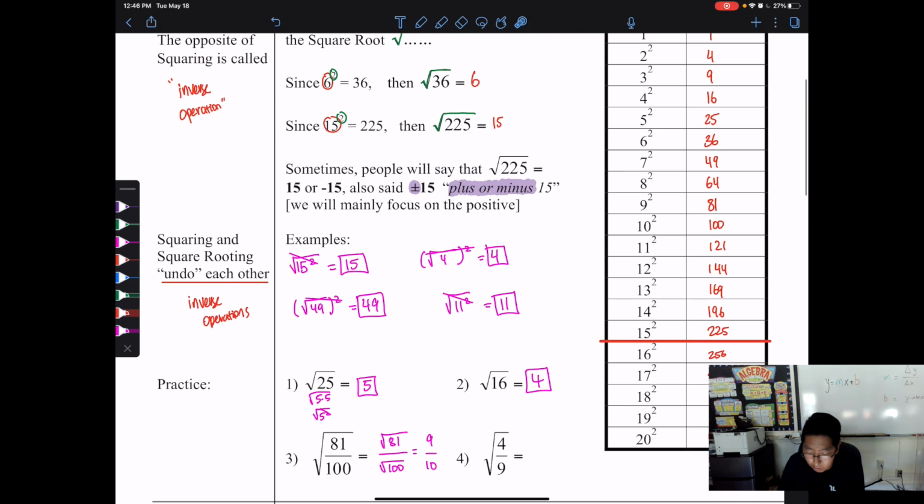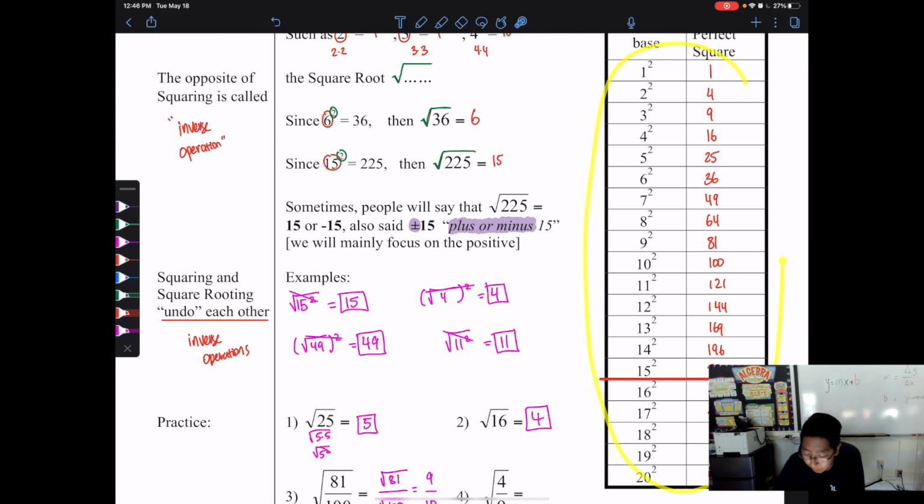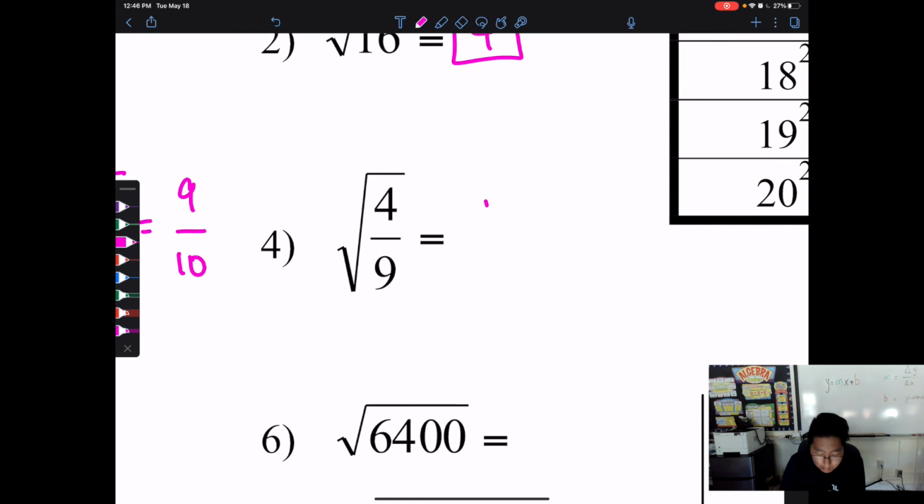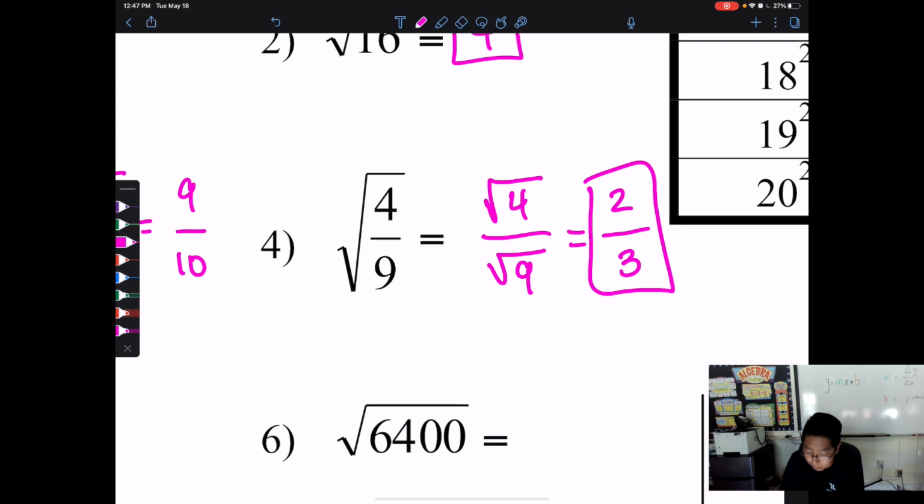So knowing this list is helpful. If you know your math facts, you should know what the square root of 9 is and the square root of 4. So square root of 4 is going to be 2 times 2. So that's a perfect square. 9 is a perfect square as well. 3 times 3. Okay?